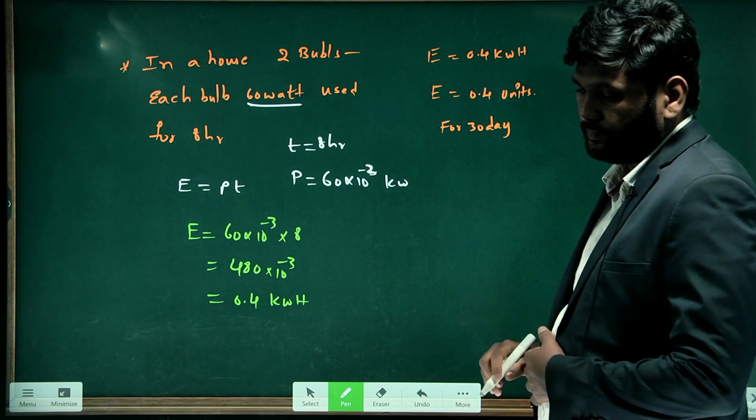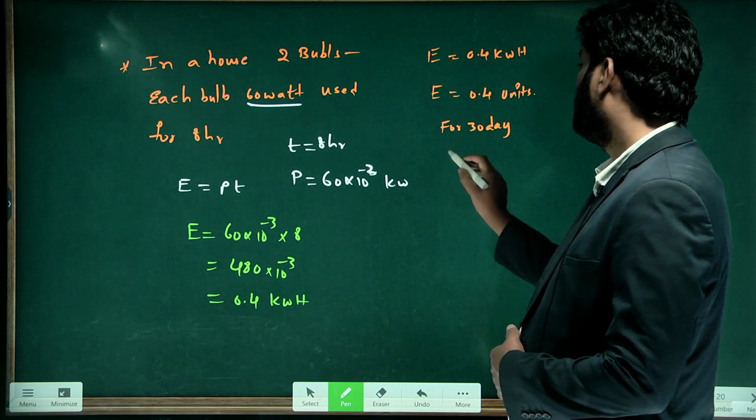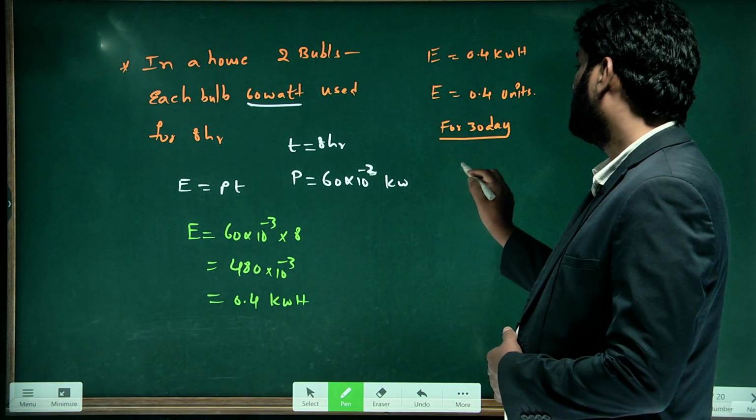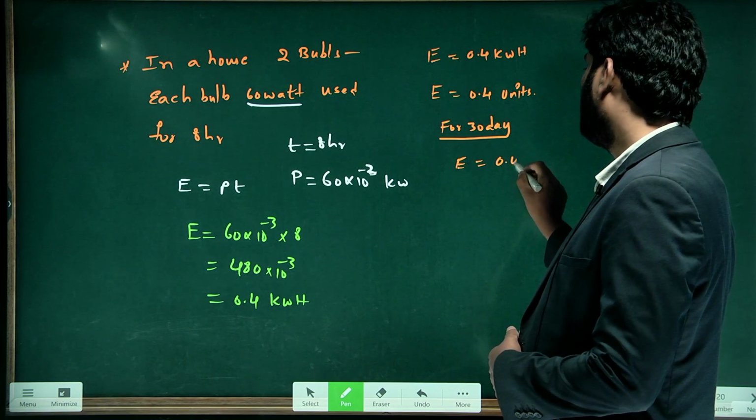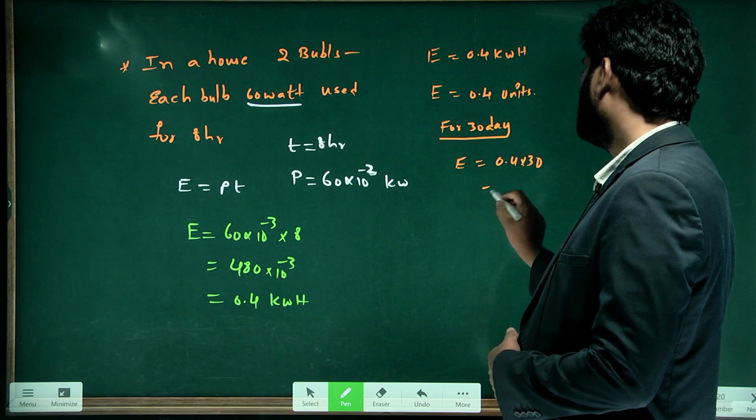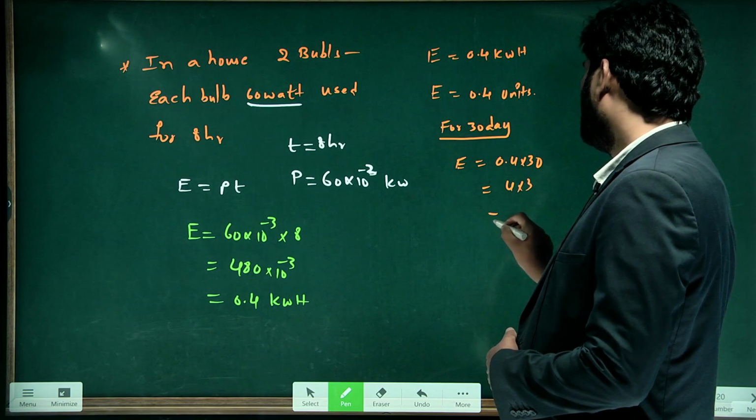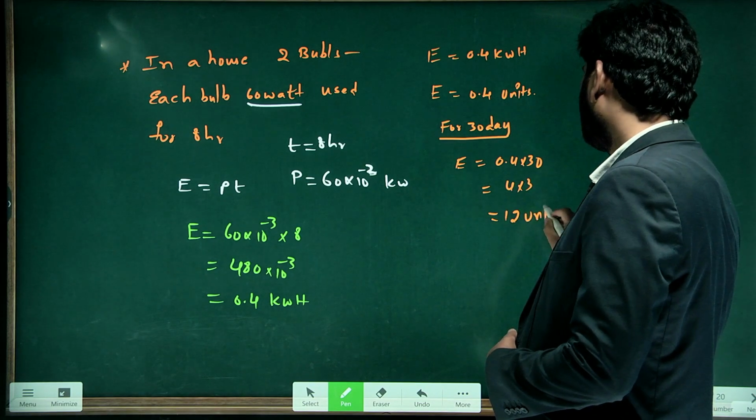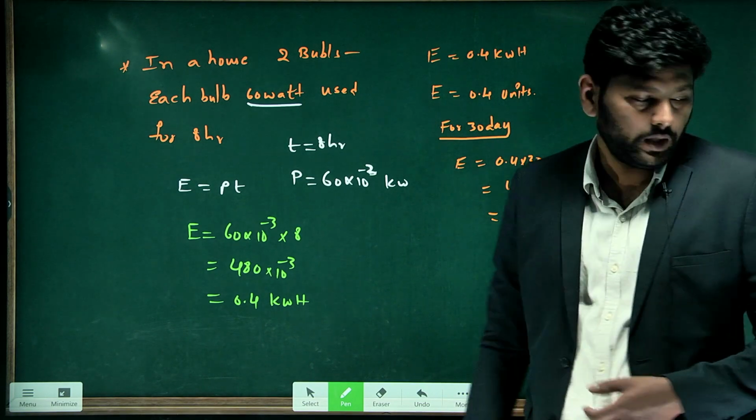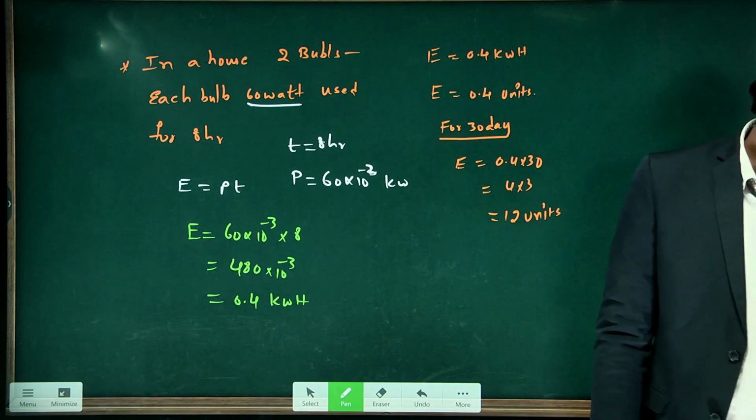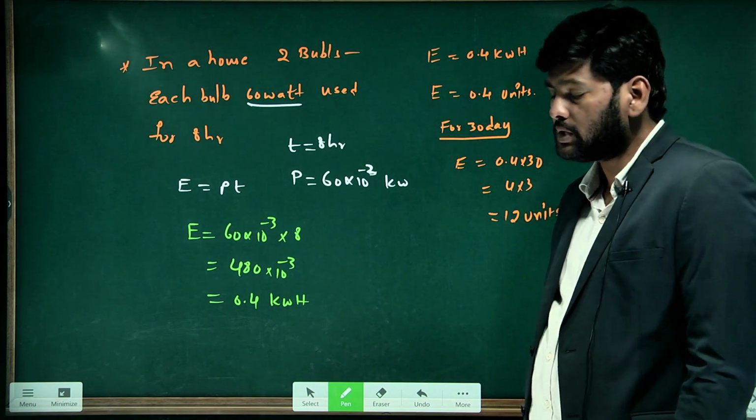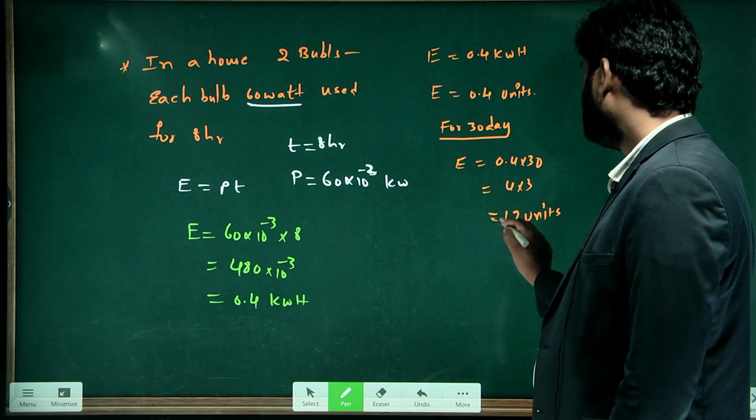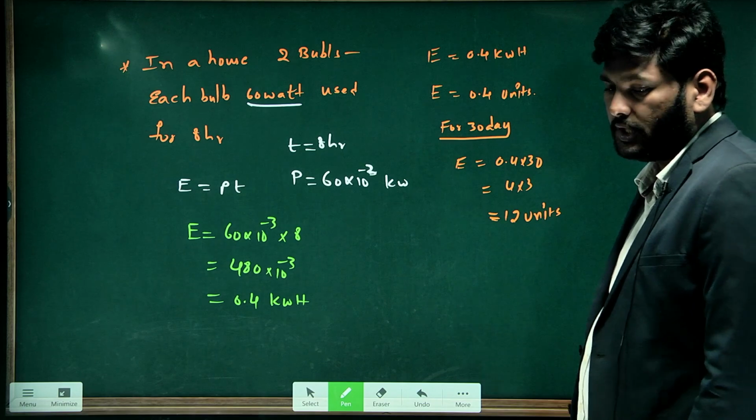Now, for example, if it is for 30 days, how much is the energy consumed for 30 days? Energy consumption is 0.4 into 30, which is equal to 4 into 3, that is equal to 12 units. So it will consume 12 units. Understand? 12 units of energy it will consume.